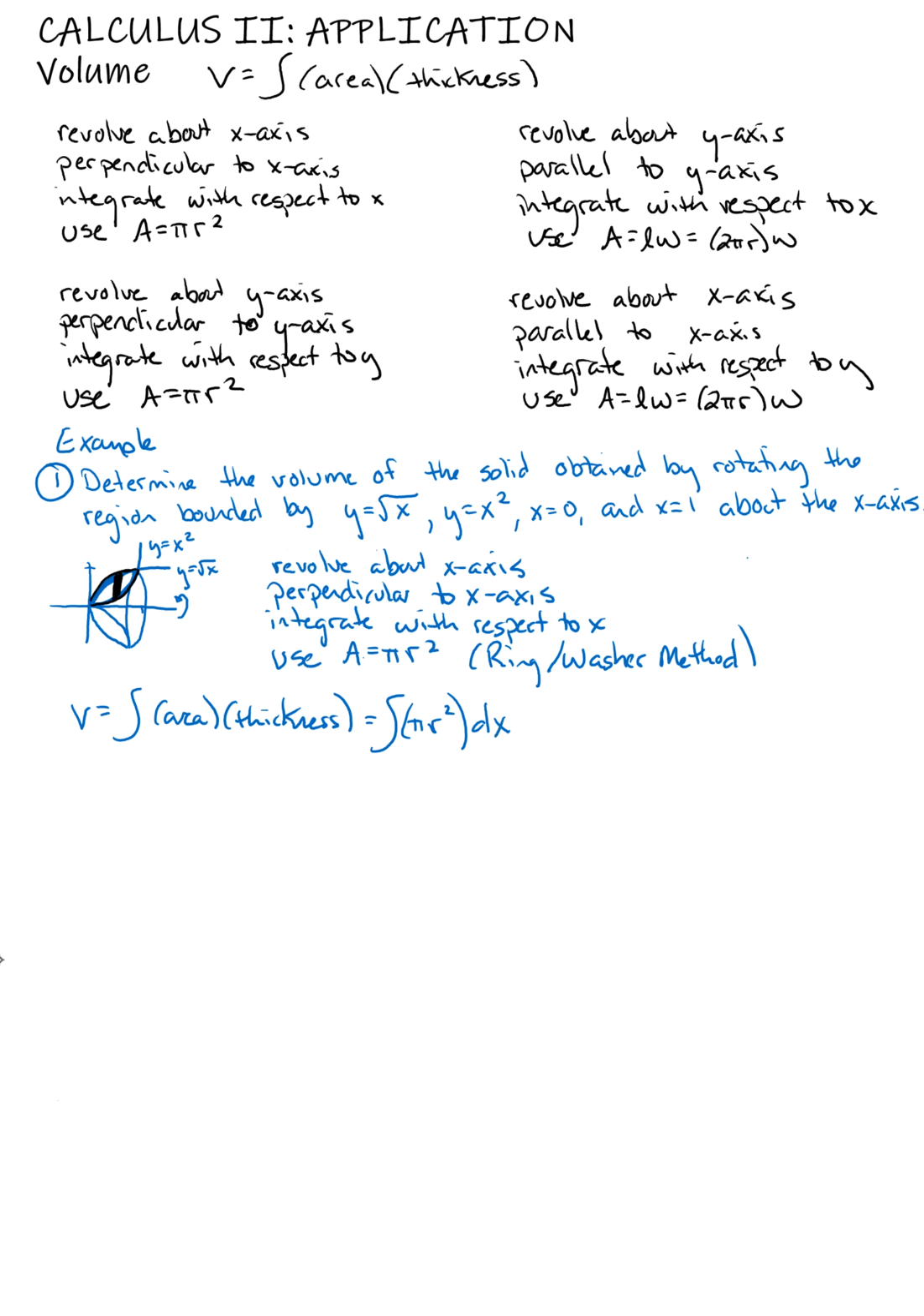All right, so let's see. Since we're integrating with respect to x, I'll look at my x values. My x values go from 0 to 1. So we'll integrate from 0 to 1. The area, we said, is pi r squared. So let's talk a minute about that radius.